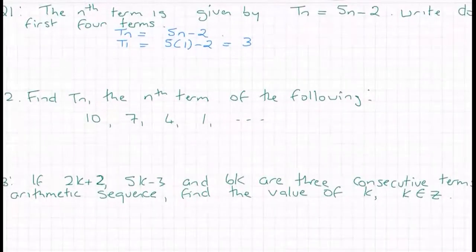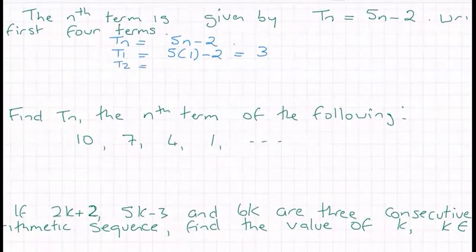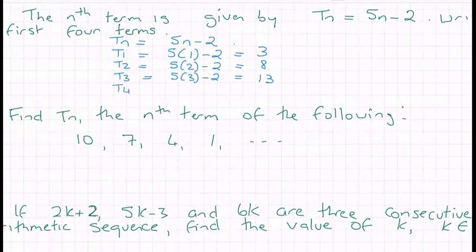Okay, T2: n is replaced by 2, so 5 twos are 10, minus 2 is 8. T3, 5 threes are 15, minus 2 is 13. And T4, 5 fours are 20, minus 2 is 18.